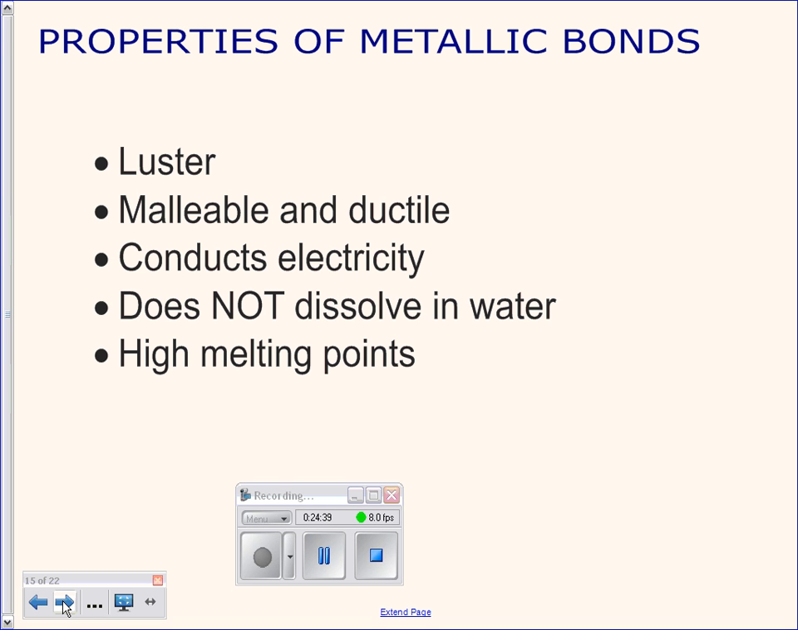Properties of metallic bonds. You know these properties already. Metals do not dissolve in water. Metals have very high melting points. Metals conduct electricity. Metals have luster. They're shiny. You can bend them easily. They're malleable. You can pull them into wire. They're very ductile. You already know these properties. So metal-metal bonds have those properties of metals.